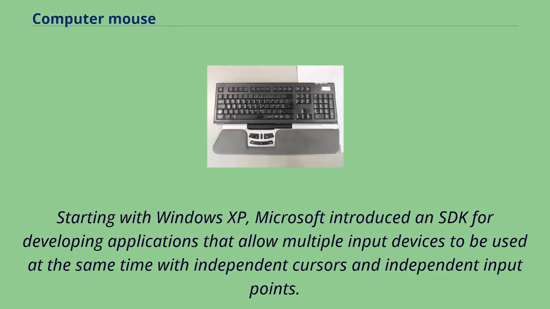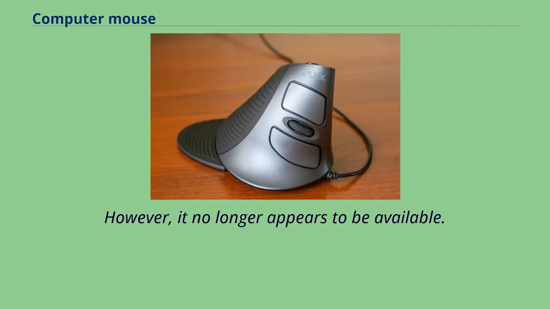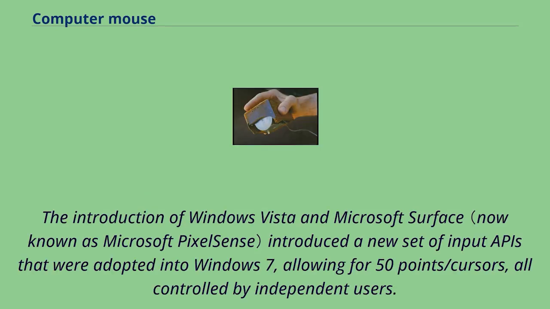Starting with Windows XP, Microsoft introduced an SDK for developing applications that allow multiple input devices to be used at the same time with independent cursors and independent input points. However, it no longer appears to be available. The introduction of Windows Vista and Microsoft Surface introduced a new set of input APIs that were adopted into Windows 7, allowing for 50 points/cursors, all controlled by independent users.